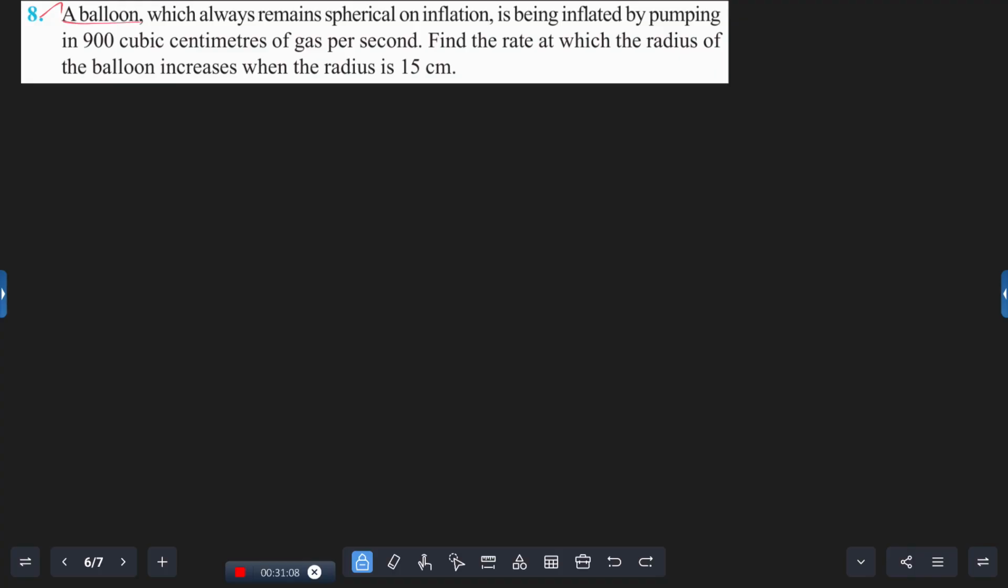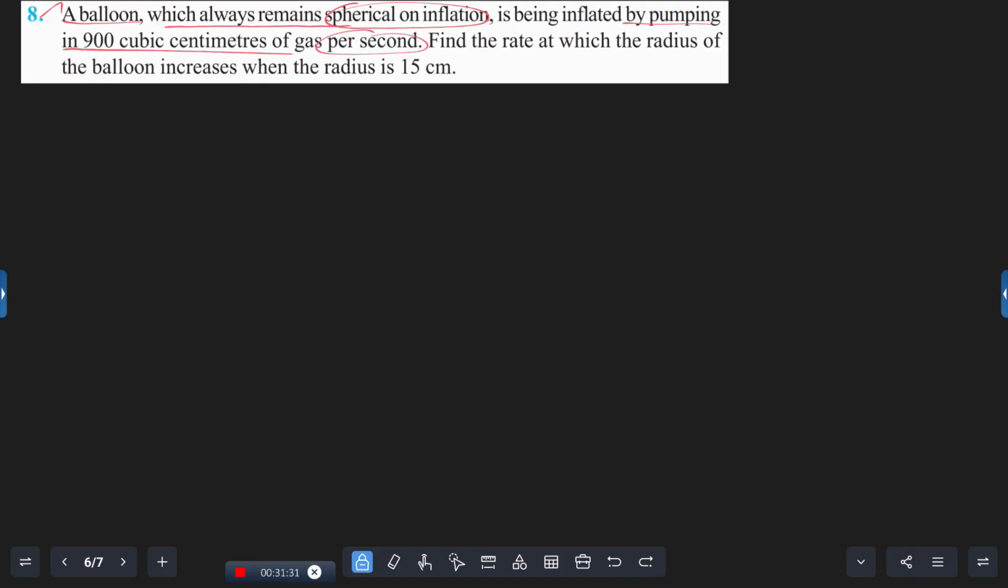A balloon, in the sense it will be sphere shaped. Balloon means sphere, which always remains spherical, they have mentioned. Spherical inflation is going on. It is being inflated by pumping 900 cubic centimeter gas per second.